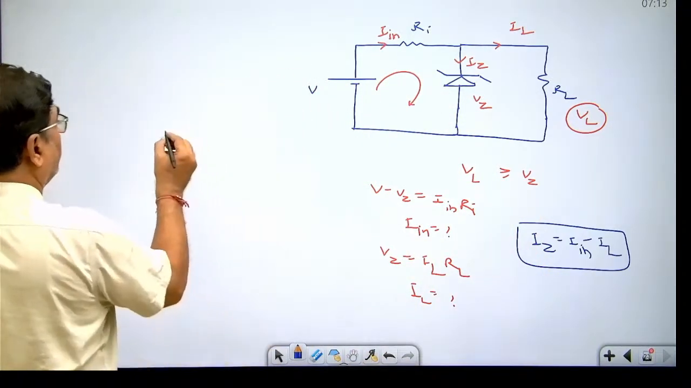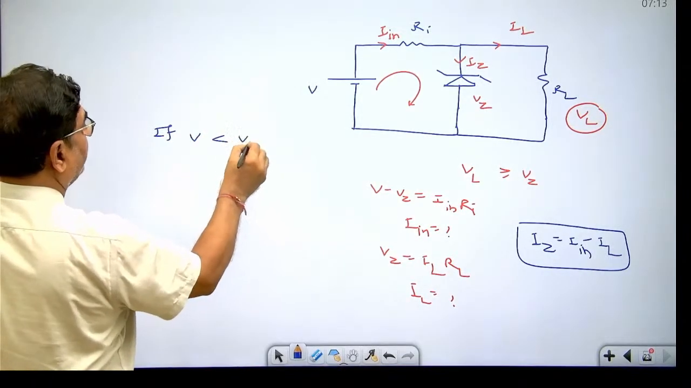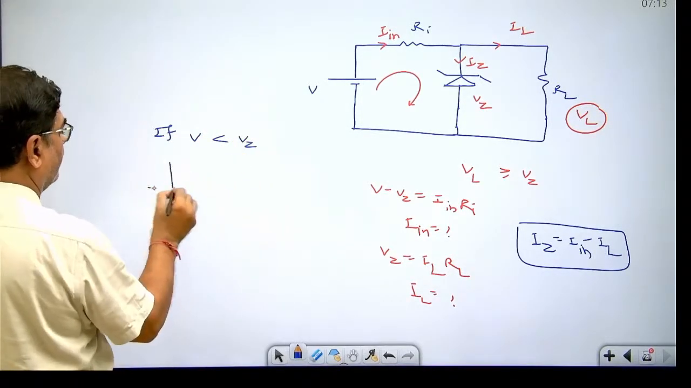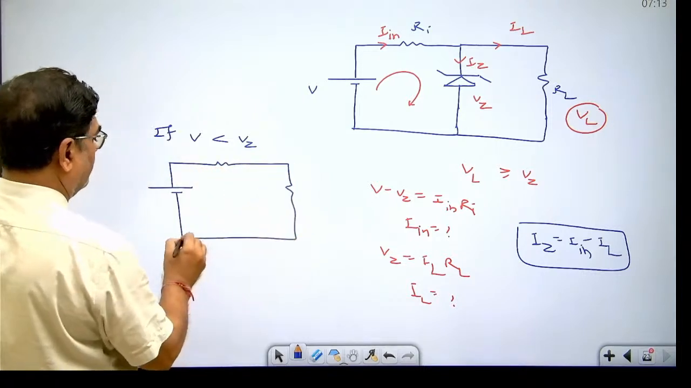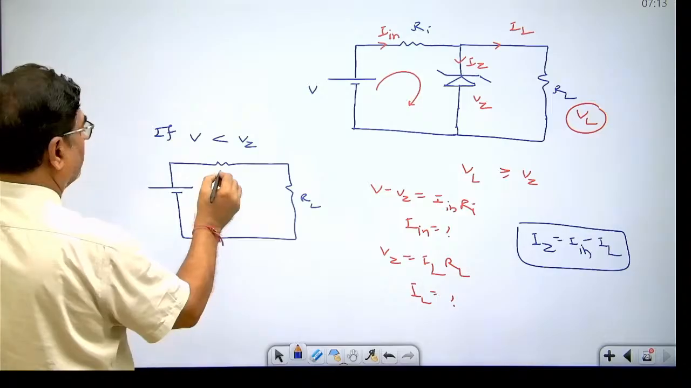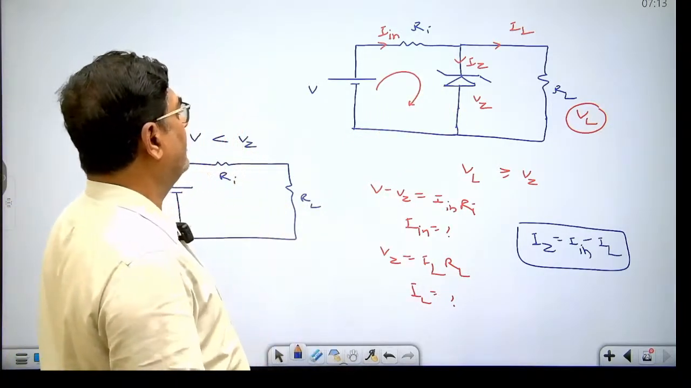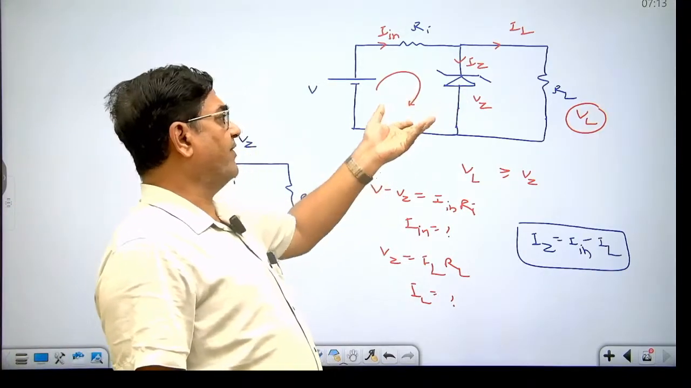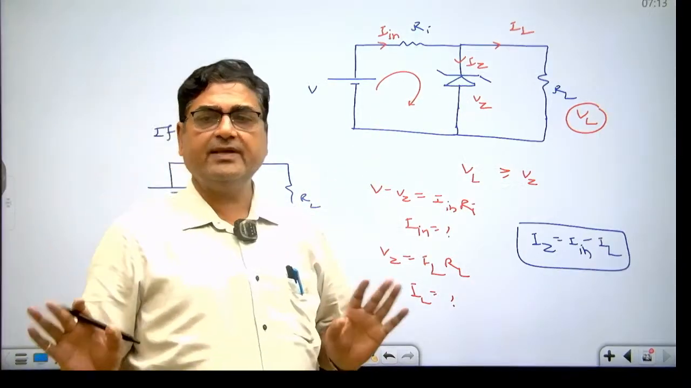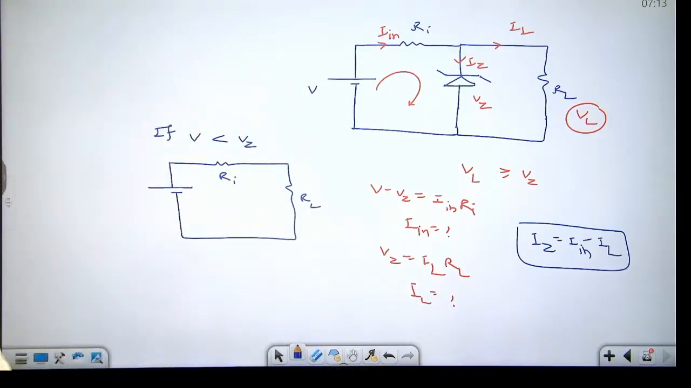But if V is less than Vz, the circuit will be only this, because it will become open circuit. And dear student, if the diode is connected in forward biasing, this Zener diode will act as a simple diode. So this is the important thing. This is a very important point for Zener diode and to solve the problems.